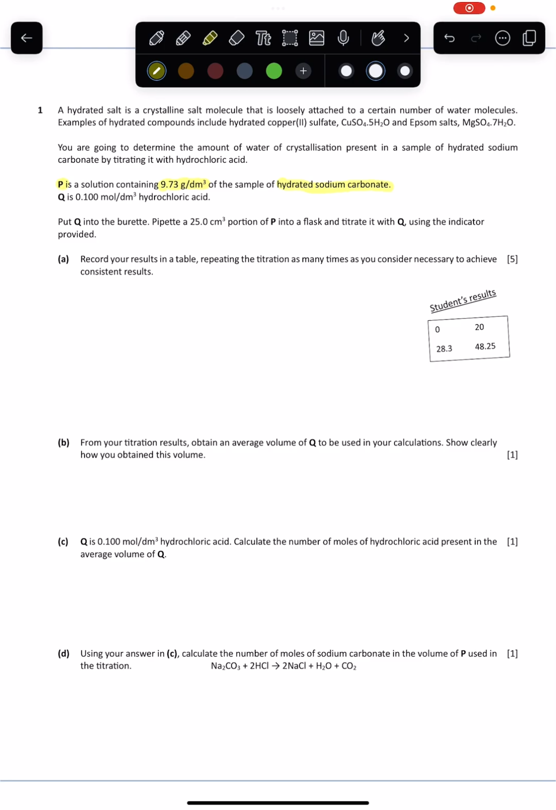Any other things about P? Yes, the volume. Next one, Q. For Q, we know the concentration of hydrochloric acid, and the result is basically Q. That's about it. So, yeah, that's about what we can do.